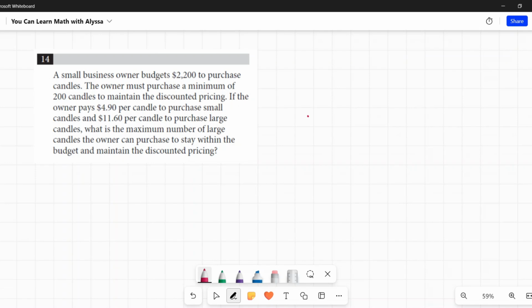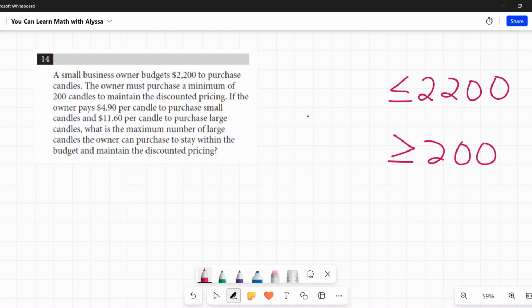All right, let's go through this again step by step. He has $2,200. That's the most he can spend. He has a budget, so whatever he's doing has to be less than or equal to that. He can't go over it. So something is going to be less than or equal to $2,200. He must purchase a minimum of 200 candles. So something is going to be equal to 200 candles, but that's the least it can be. It may be equal to that, but it also could be greater than. All right, with me so far?